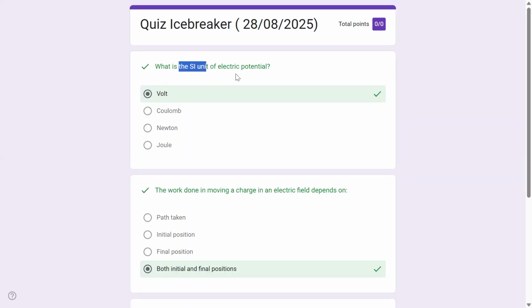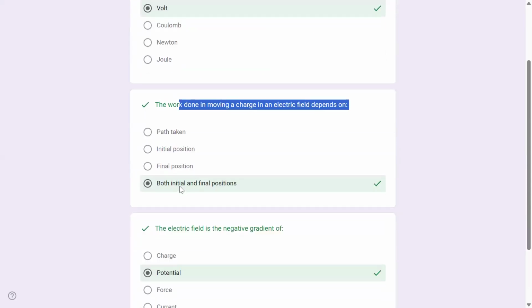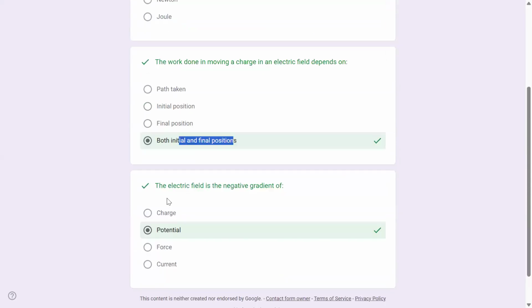What is the SI unit of electric potential? Volt. The work done in moving a charge in the electric field depends upon both initial and final positions. And the final one, the electric field is the negative gradient of potential. Very good. Good responses, great students.